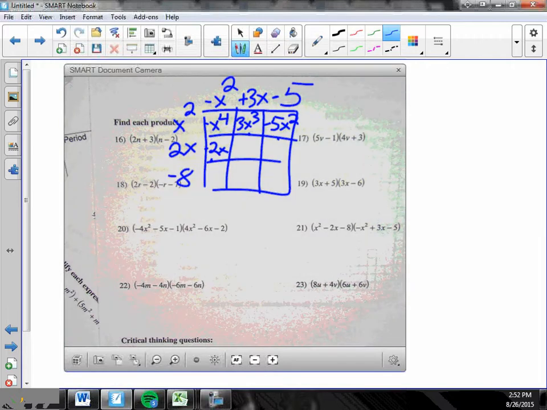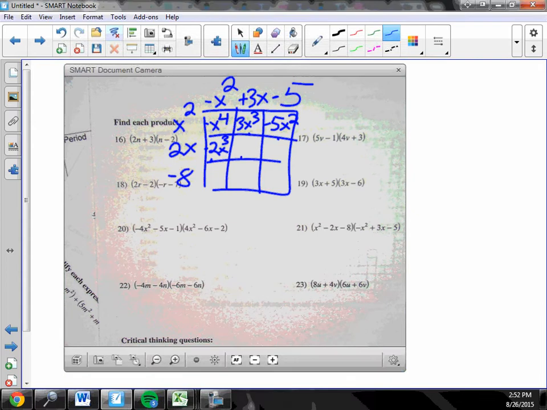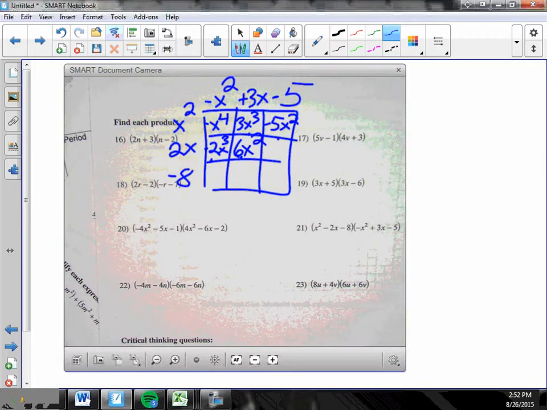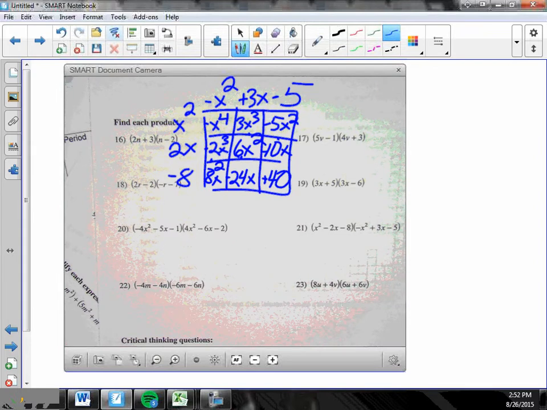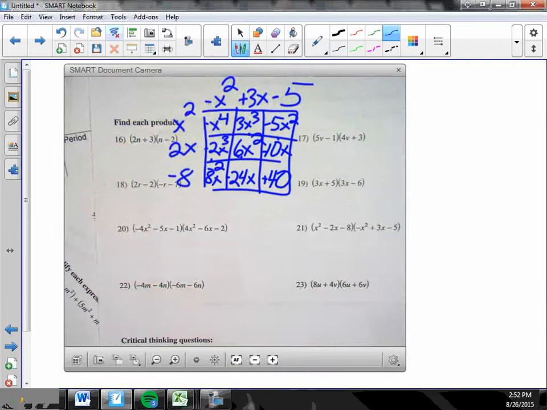Negative 2x to the 3rd. And here, 6x squared. And then negative 10x, 8x squared, minus 24x, minus, or plus 40. The nice thing about using the multiplication box is it's a lot easier to keep things organized, and it's easy to tell if you've skipped anything, because the box would be empty.